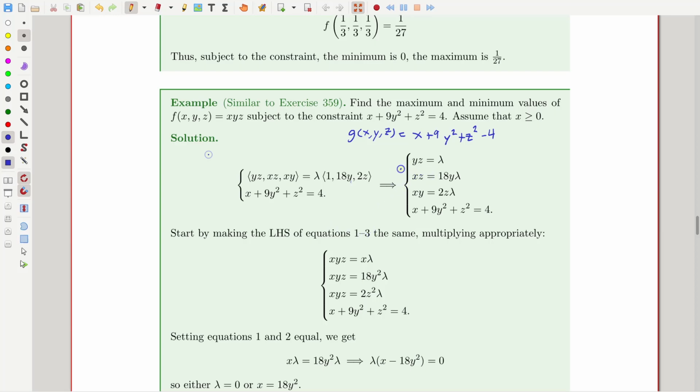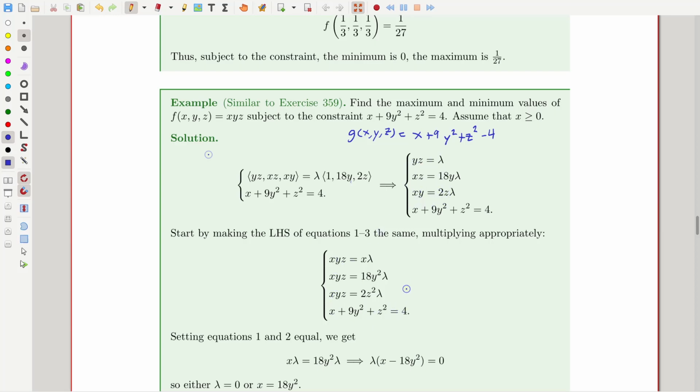So in this case, what might stand out to you is noticing that these expressions on the left-hand side are quite similar to each other. And in fact, by introducing a variable to each of them, by multiplying appropriately, you can get them all to be the same left-hand side. So I multiply the first equation by x, the second equation by y, the third equation by z, and I end up with this. Okay.